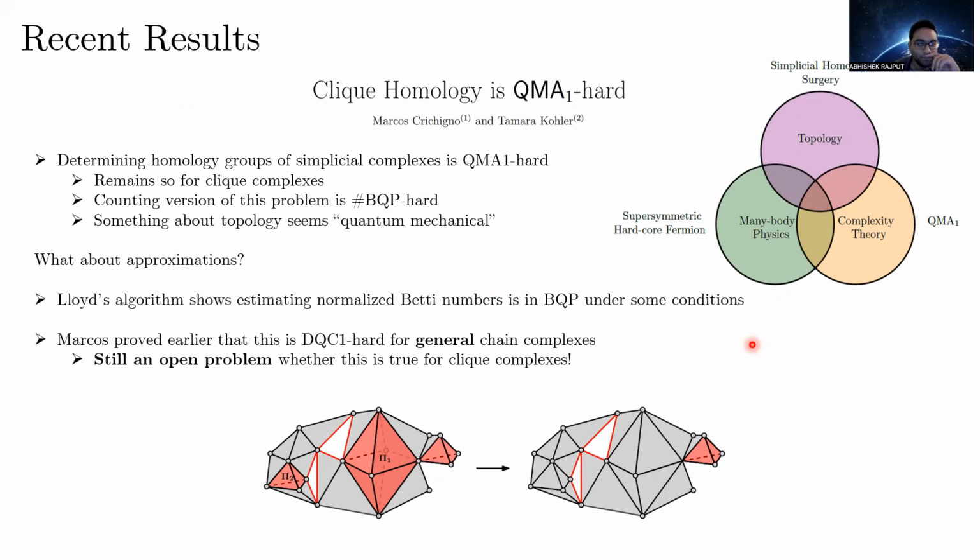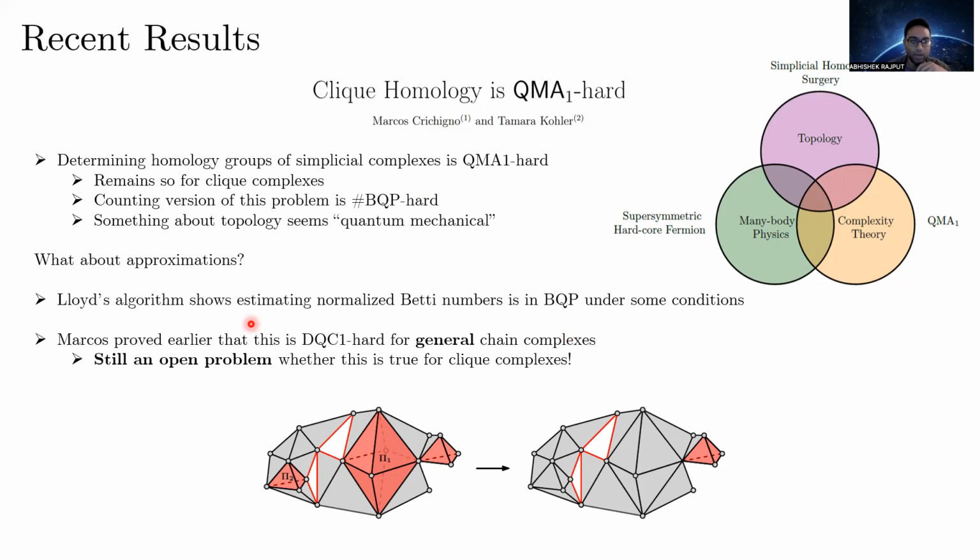The author Marcos over here actually proved earlier that it's DQC1 hard for general simplicial complexes. For those of you who don't know, DQC1 is a complexity class of problems solvable by a BQP machine where you have n qubits, where one qubit is initialized in the 0 state and the remaining qubits are in the maximally mixed state. And there's a reason to believe that if something is DQC1 hard, then it's unlikely to be dequantizable.